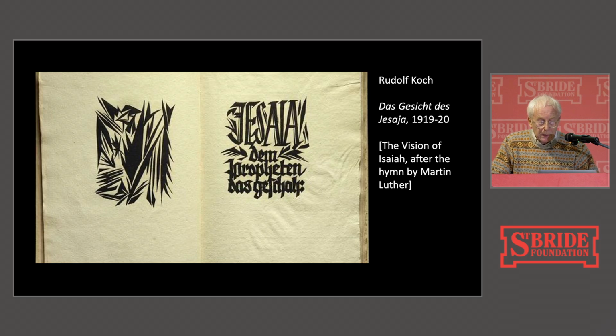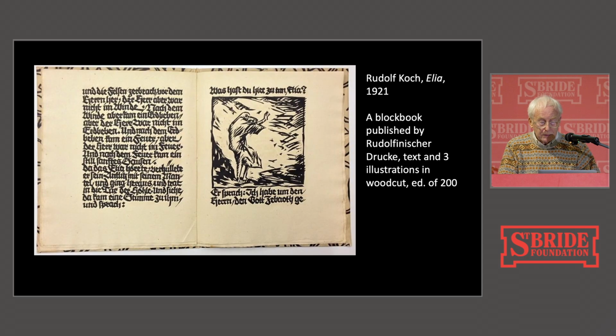And I'm showing you here the vision of Isaiah. But these were produced in a limited edition series from the private press that he set up with Rudolf Gerstung, the so-called Rudolfinischer Drucke. Now, this is a separate one of the Elijah, all from 1920 to 21.